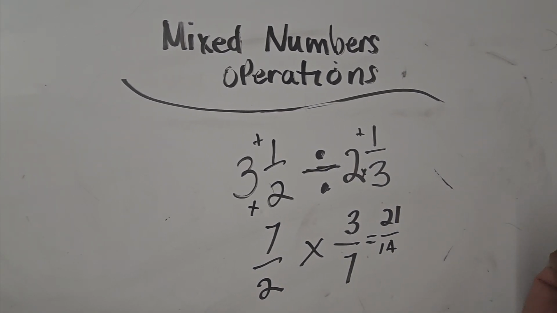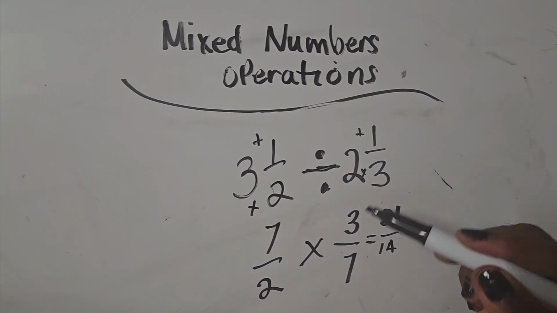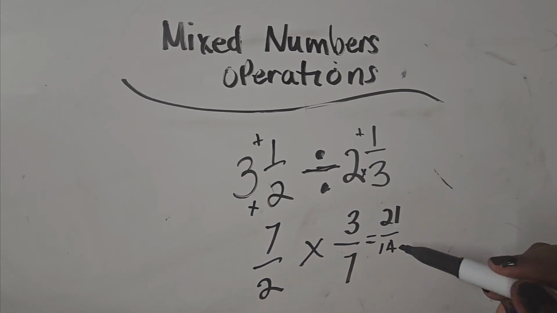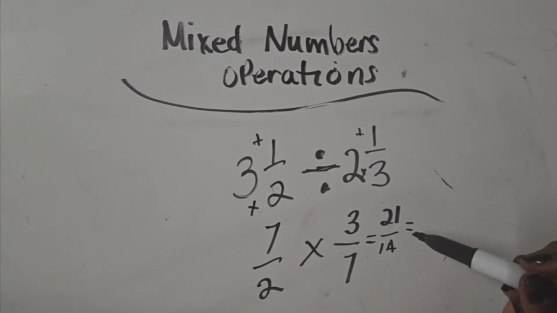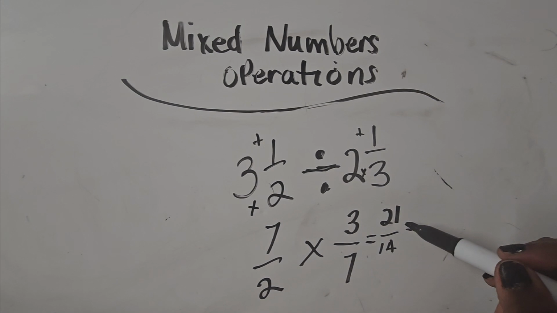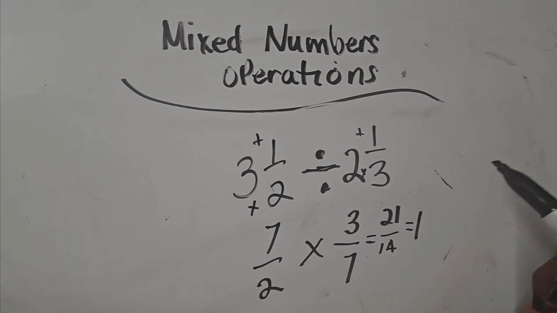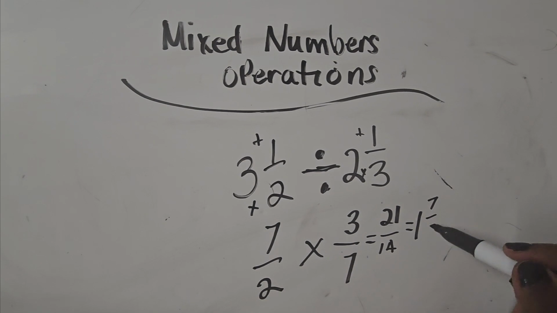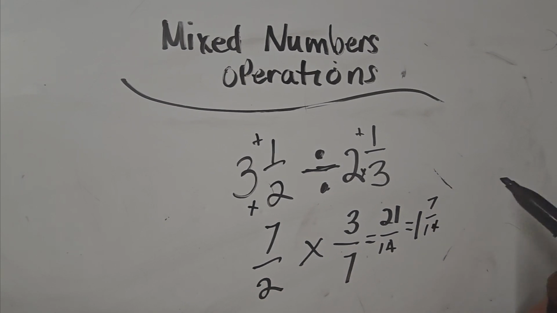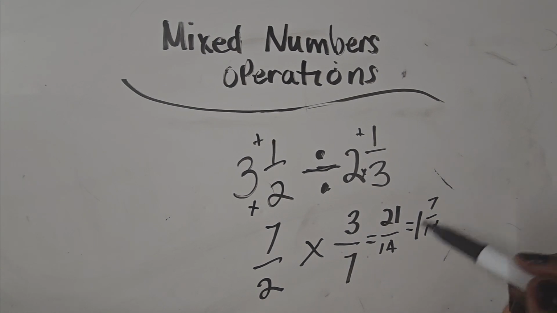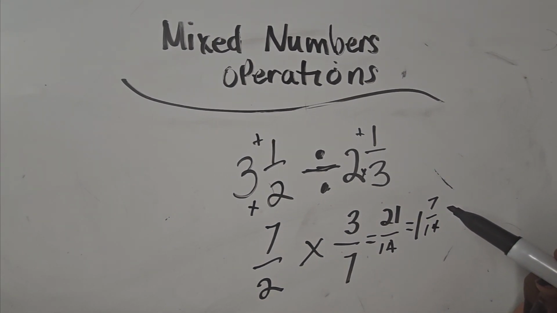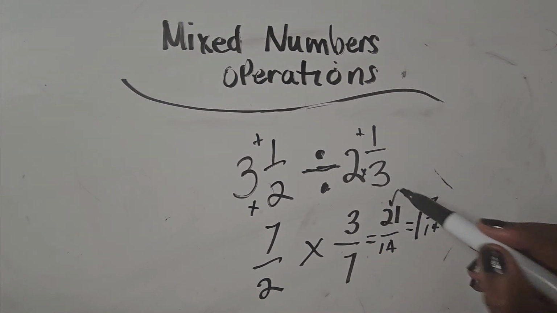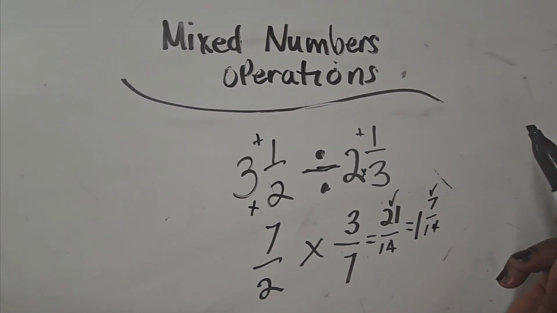Okay, so again, it is improper, but you can go further. 14 into this goes only one time. 6 and 1 is 7 over 14. So basically, you would leave it as this, or even this is correct or this is correct.